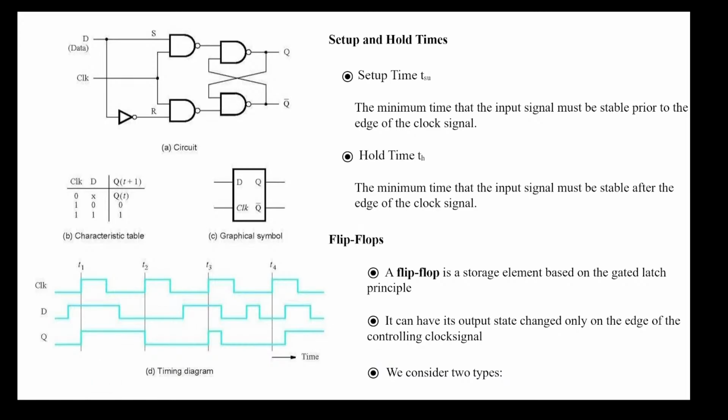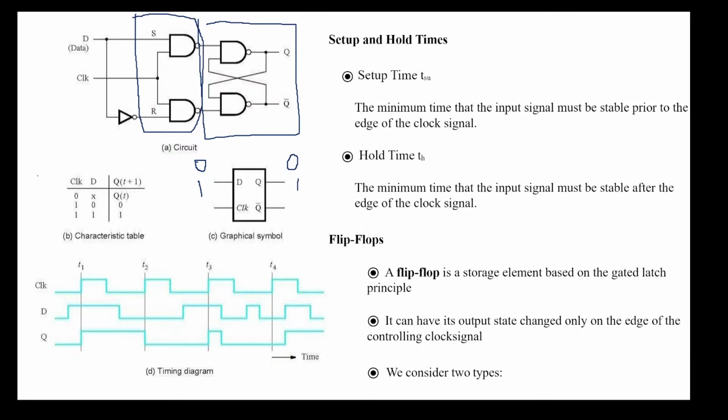Now you can see over here there is a graphical symbol. So this is a D latch, meaning data latch or data flip flop. If the value of D is 0, then the value of Q will also be 0. When the value of D is 1, the output also will be 1. So this block is nothing but the D block, and this block is nothing but the gate.